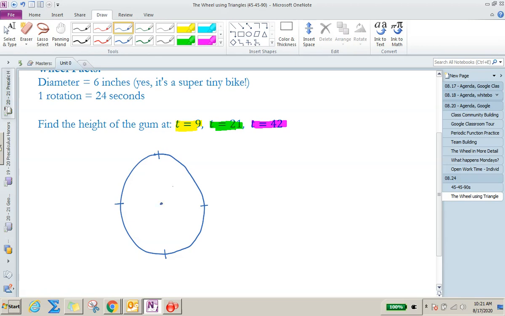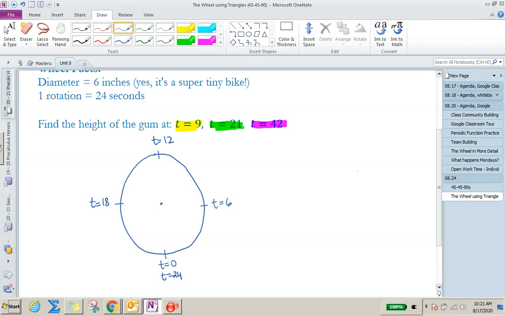Here's the center. Right, so here's t equals 0. If you take 24 and divide it by 4, that's 6. So it's going to be 6 seconds as we go around. So this is t equals 6. Add 6 more, this is t equals 12. Add 6 more, this is t equals 18. Add 6 more, and you're back at the bottom here, t equals 24.